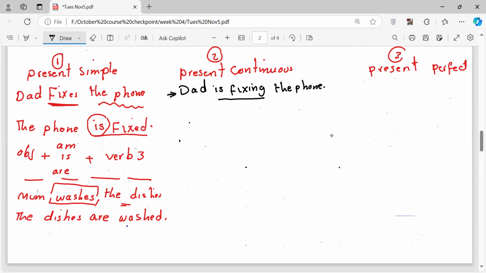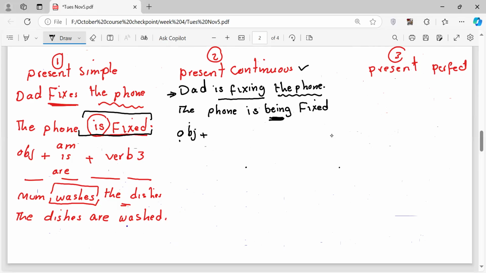I want to change the sentence now into passive. Again, start with the object, which is the phone. Phone, am or is? The same as we did in the present simple. The present continuous is the same as the present simple, with just a simple difference. So is, here is, fixed. This is verb 3. I just add the word being. So if the sentence is in the present continuous, do the same as the present simple, but just add what? The word being. So the rule is, start with the object.